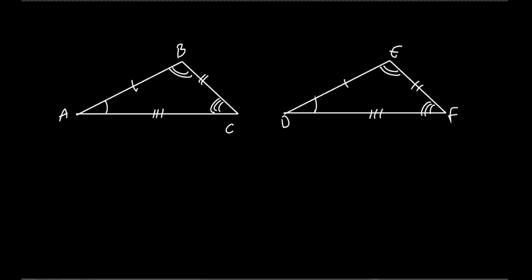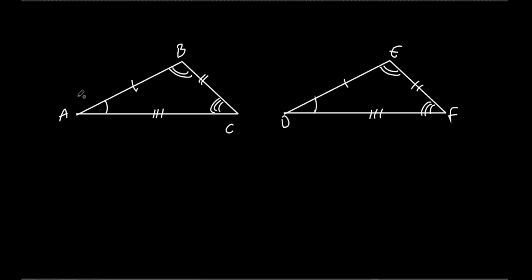If I told you that all 3 angles of this one are equal to all 3 angles of this one, and all 3, I'm sorry, I said angles again. I meant to say sides. If all the sides of this one are equal to the sides of this one, now I can say angles. Now all the angles of this one are equal to all the angles of this one. What's true about those 2 triangles? They are congruent.